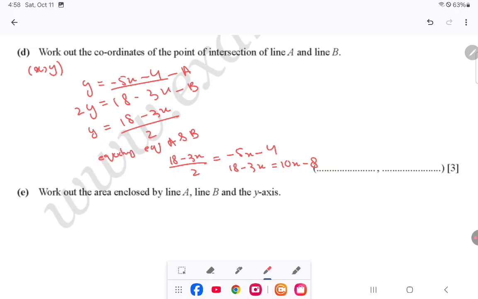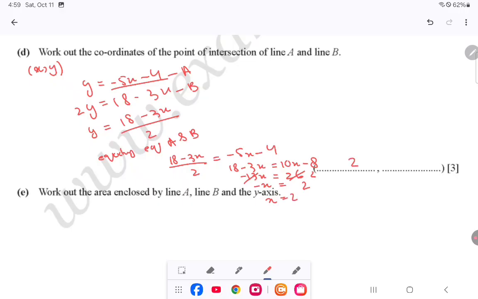Now add 10x to both sides. 13x is equal to, subtract 8 from both sides, negative 26. 13 into 2 is 26. Negative x is equal to negative 2. Multiply both sides by the negative sign. x will be 2.